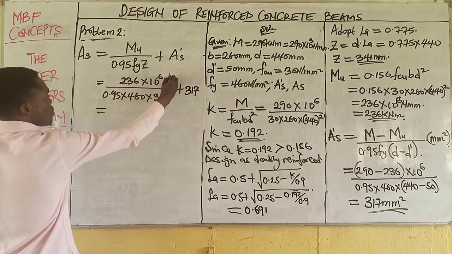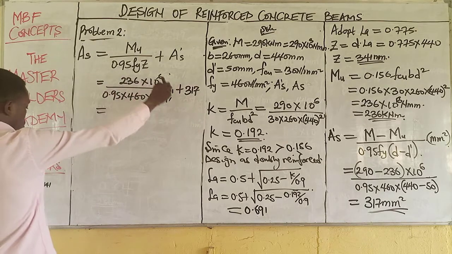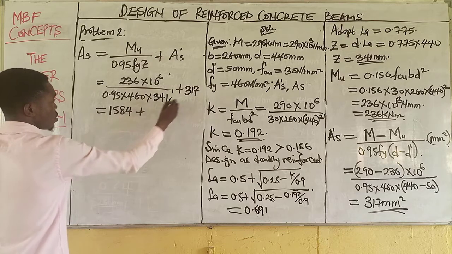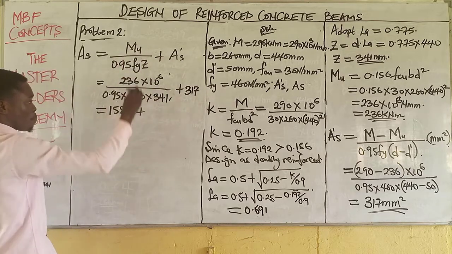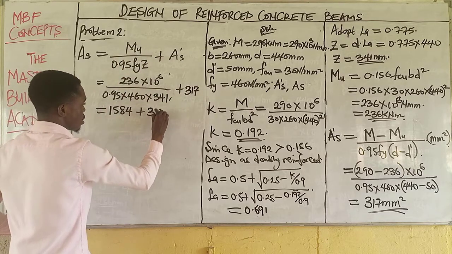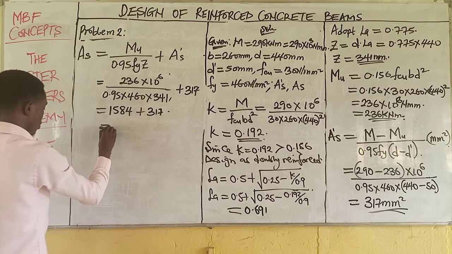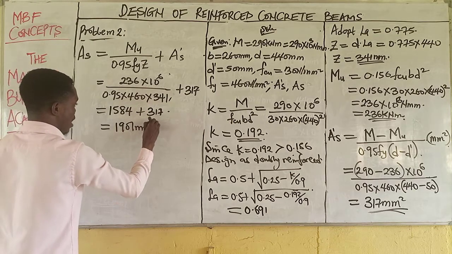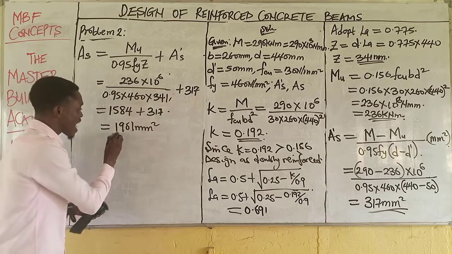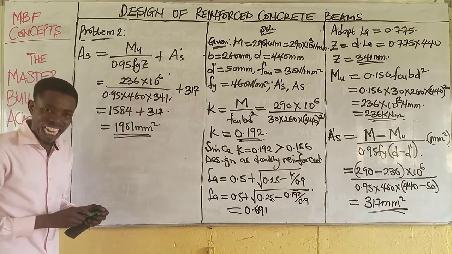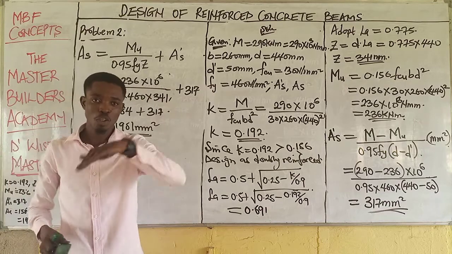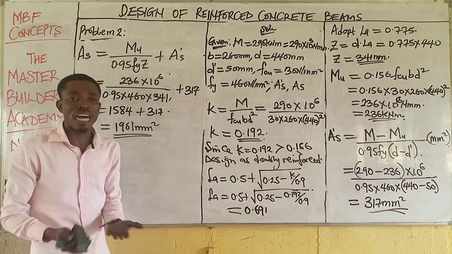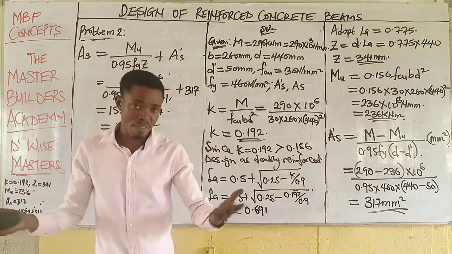Now when we simplify everything here, we will have 1584 plus the area required at the compression zone, which is 317. And when we get this done, we will have 1901 millimeter squared. This is the area required at the tension zone. So now all we need to do is go to the table and provide the area of reinforcement.